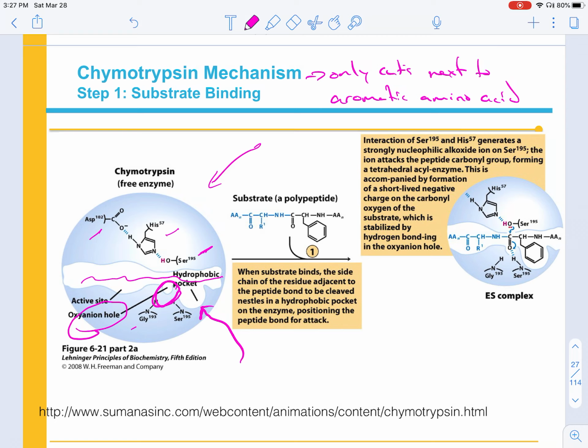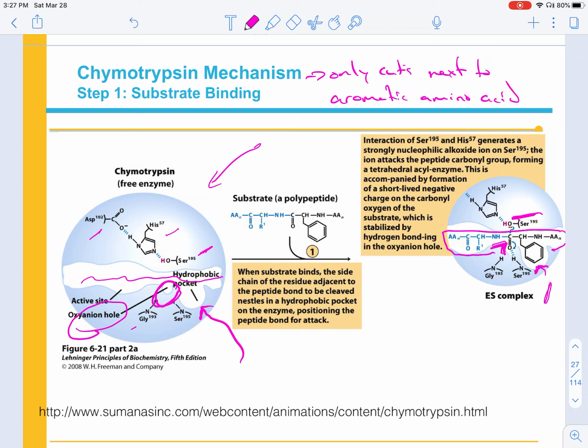Right. Okay, so here is the polypeptide binding in the active site. And note, here's an aromatic amino acid, and we can look at that and see that it is phenylalanine, and it is positioned in such a way that the carbon of the peptide bond is positioned right next to this serine that will be the nucleophile, right?